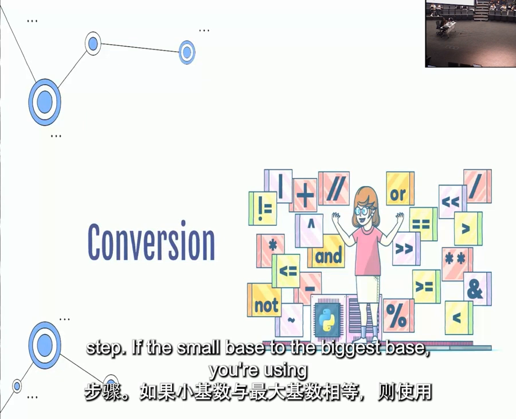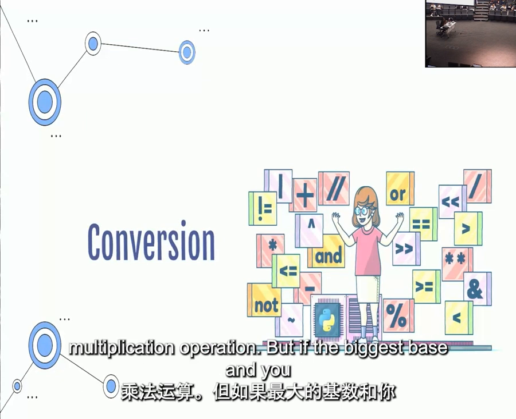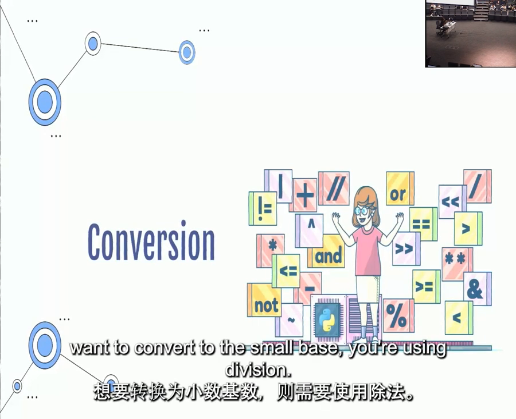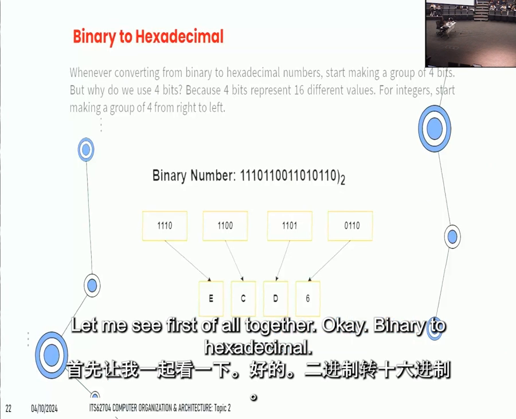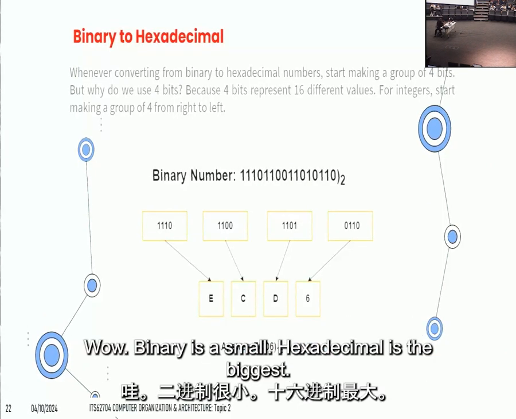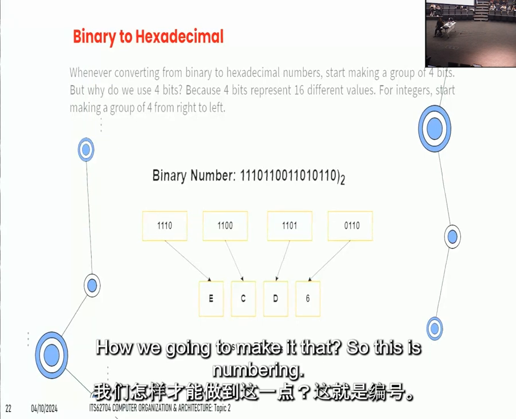If you go from the small base to the bigger base, you use the multiplication operation. But if it is a bigger base and you want to convert to the smaller base, you use division. Let me see first of all, together, binary to hexadecimal. Binary is small, hexadecimal is the biggest. How are we going to do that?